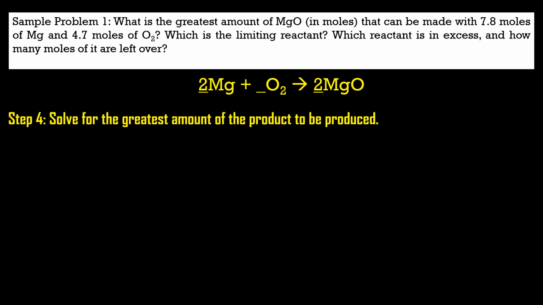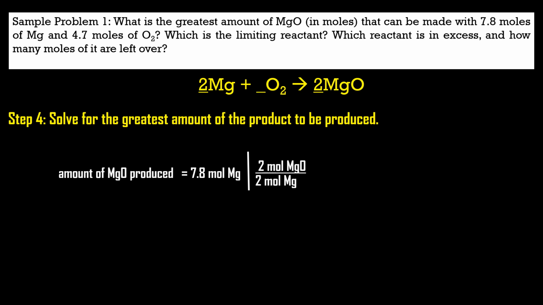For step number 4, we need to solve for the greatest amount of the product to be produced. And take note that in solving for the greatest amount of product to be made, always use the value of the limiting reactant because it will be the first reagent to be used up. And based from our problem, the limiting reactant is the magnesium. So, for the amount of magnesium oxide produced, we will be using the following values. We have 7.8 moles of magnesium, multiply it by 2 moles of magnesium oxide over 2 moles of magnesium.